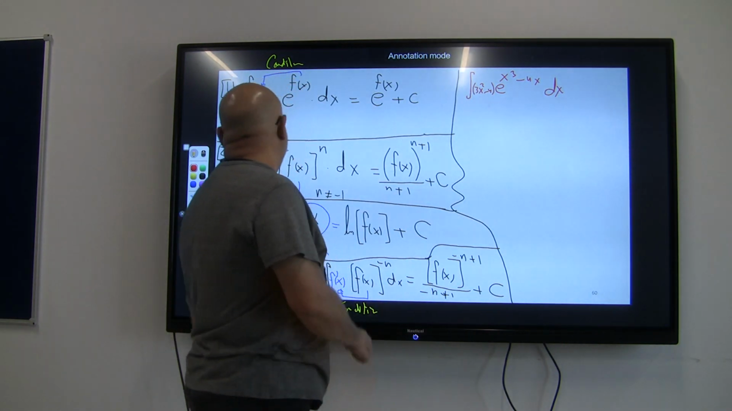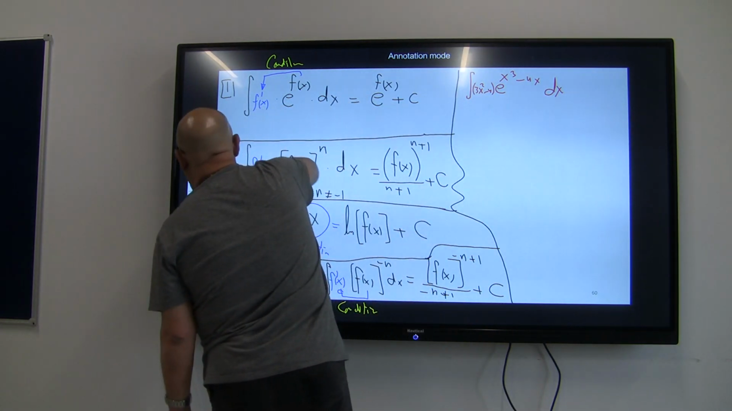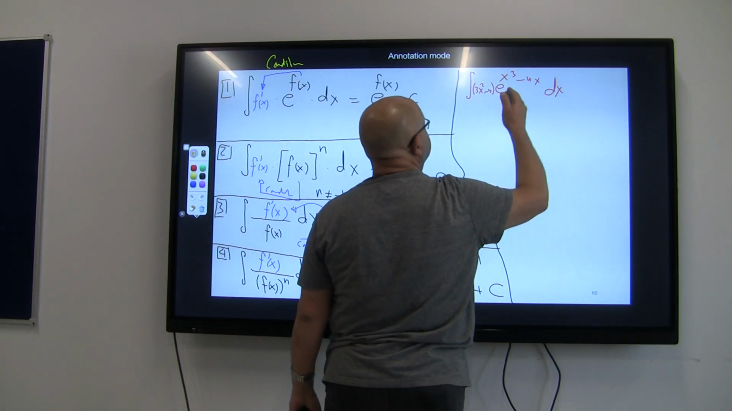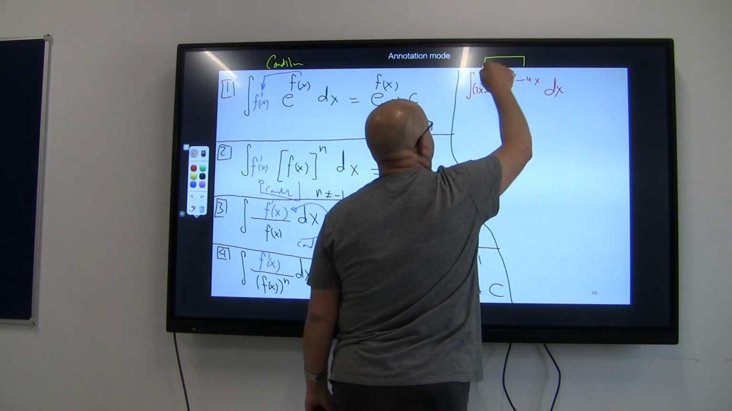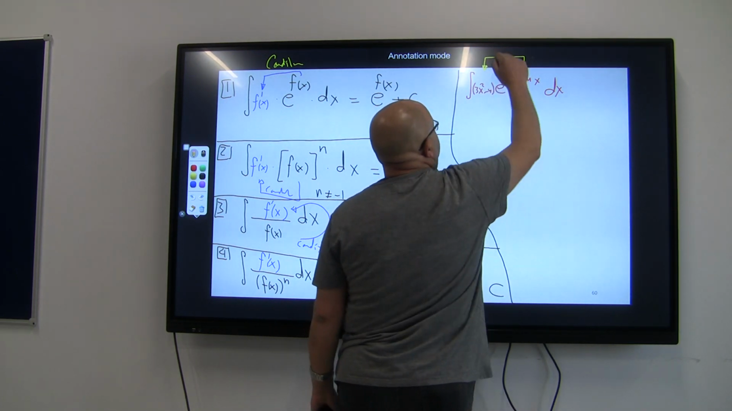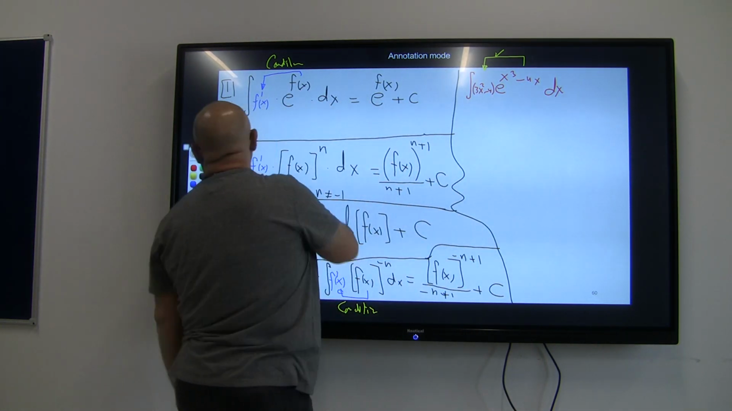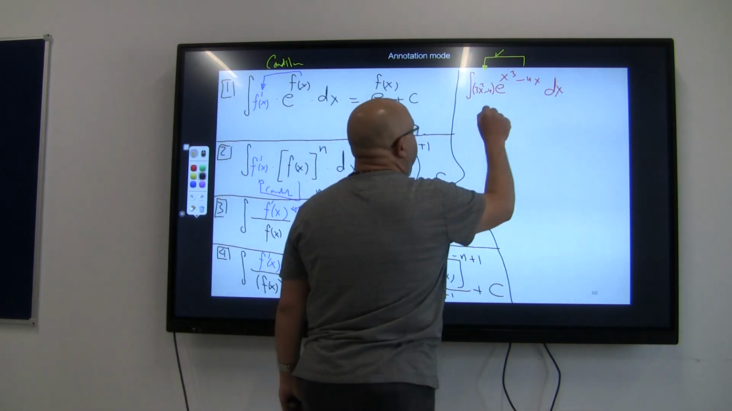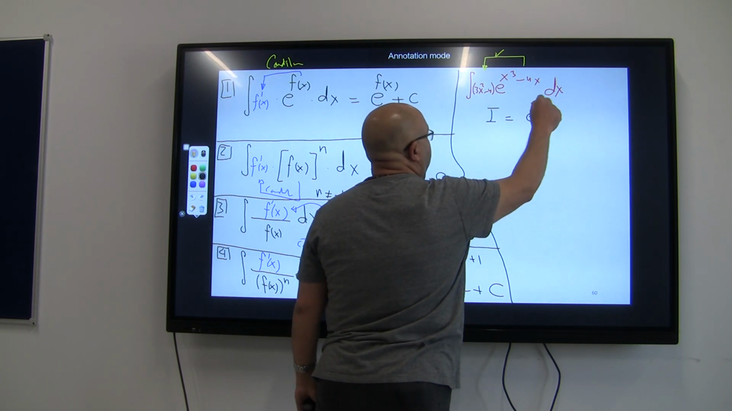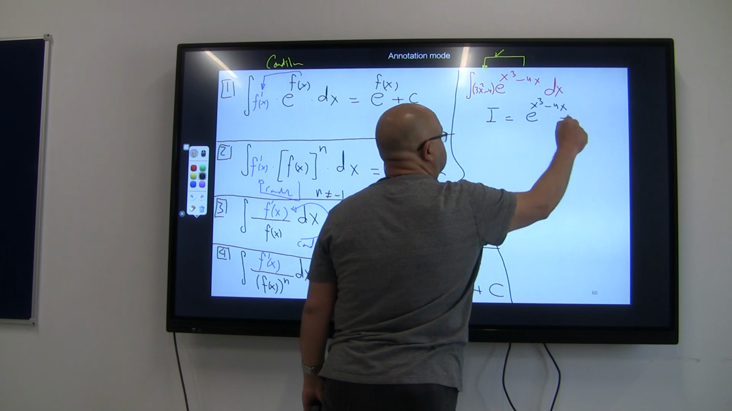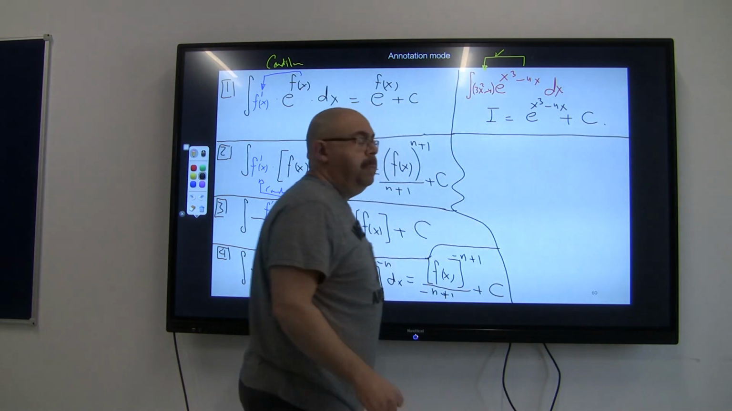So if I have a function like this, I will start looking at the power. It's an exponential function. The power derivative really exists. So the condition is satisfied. Here the condition is satisfied. So simply the answer will be I equals e to the power of x cubed minus 4x plus a constant. You are set. This is done.